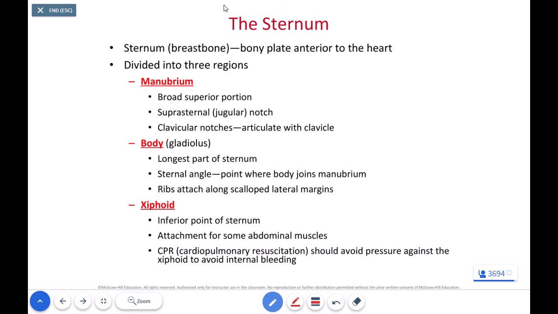But most people today, when they think of a gladiolus, they don't think of the blade of a sword. They think of a flower. So if we think of naming the parts of the sternum, the body of sternum is a much better name for today's students and today's healthcare professionals. What's notable about the xiphoid process is that it's the inferior part of our sternum.